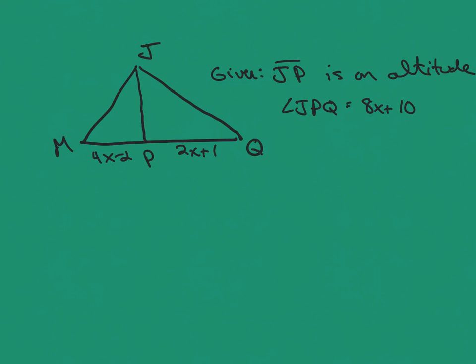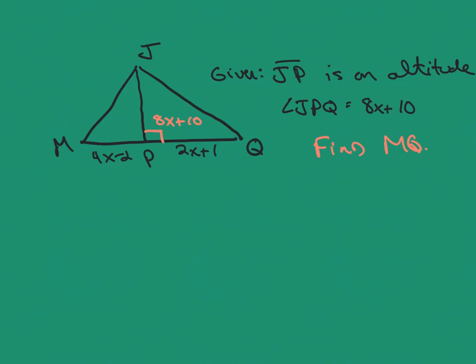We're given some additional information that angle JPQ is equal to 8x plus 10. Now, since we know that this is an altitude, we know that that's going to be a right angle, and let's draw in that it's equal to 8x plus 10. All right, so what we want to do is answer the question, how about this? Find MQ.